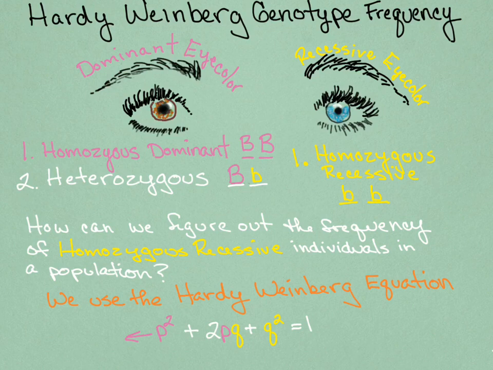I've color-coded it here for you. P squared is in pink. What do you think that P squared represents in this equation? It represents the homozygous dominant genotype. What do you think the Q squared represents in this Hardy Weinberg equation? Yes, I did color code this one too. It represents the homozygous recessive genotype.